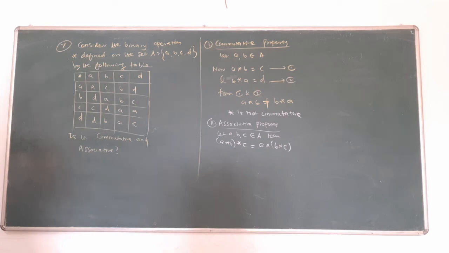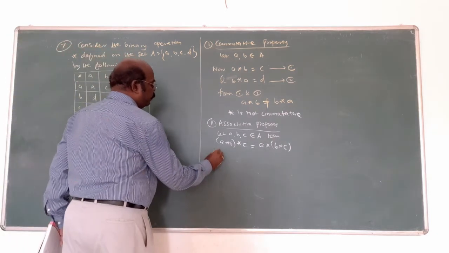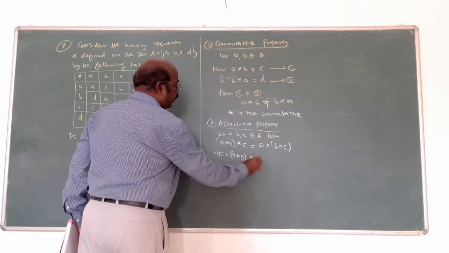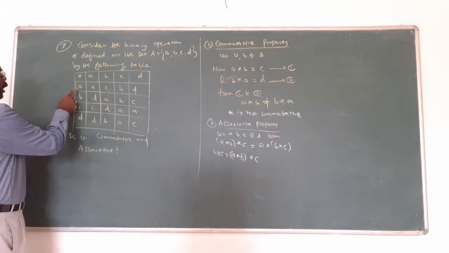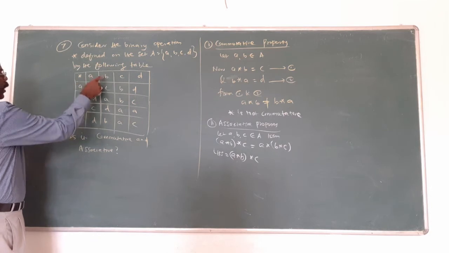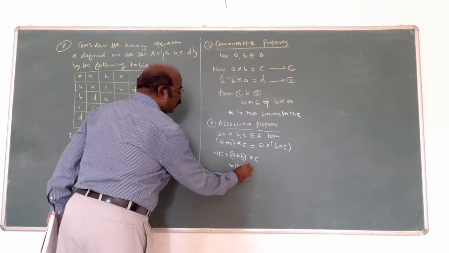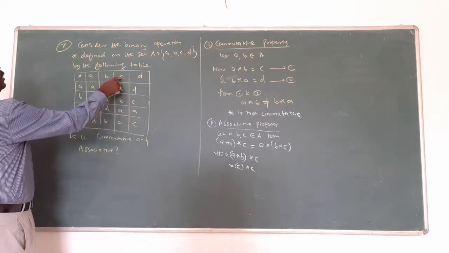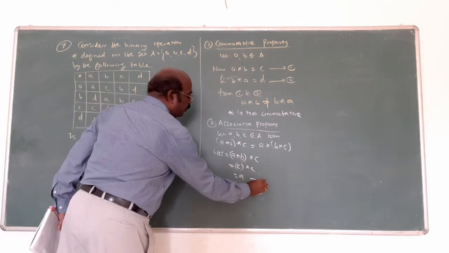Now start with LHS. A star B star C. How do you find out? A star B, A star B equals C. Am I right? Then C star C. Here C, here C. C star A star A. This is the answer. This is the first answer.